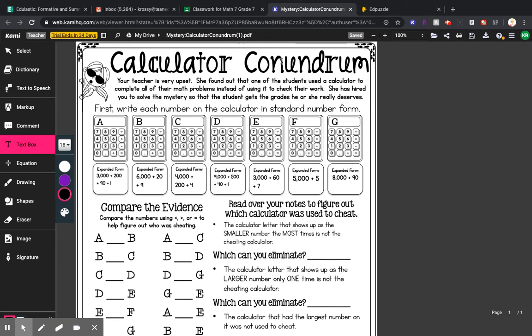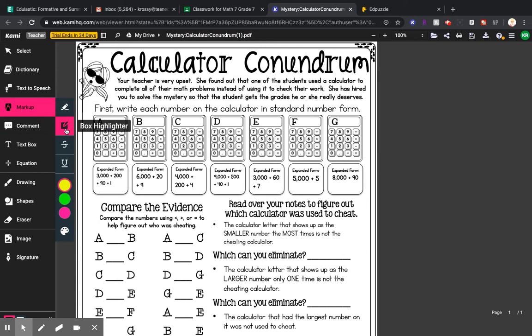All right, so as it loads up in Kami, it says, your teacher is very upset. She found out that one of her students used a calculator to complete all of their math problems instead of using it to check their work. She has hired you to solve the mystery so that the student gets the grades he or she really deserves. So we have calculators A through G. It says, first, write each number on the calculator in standard form.